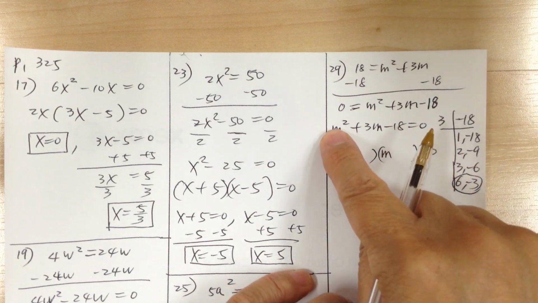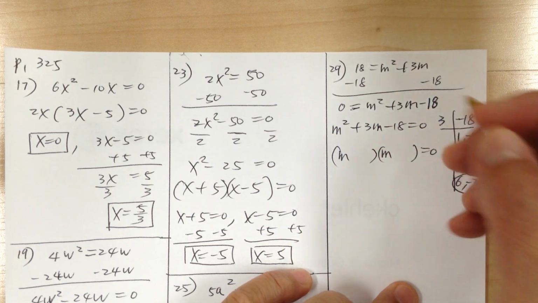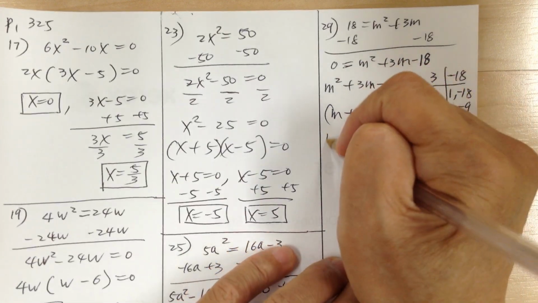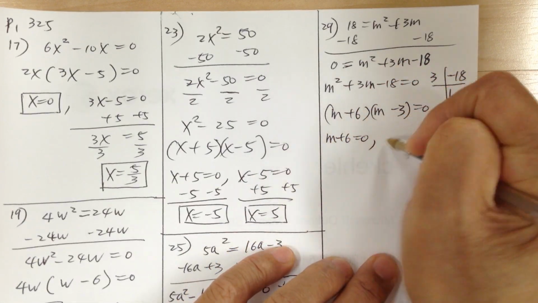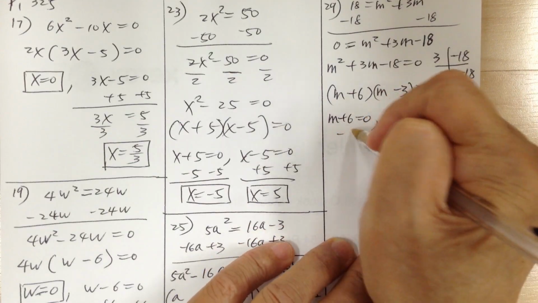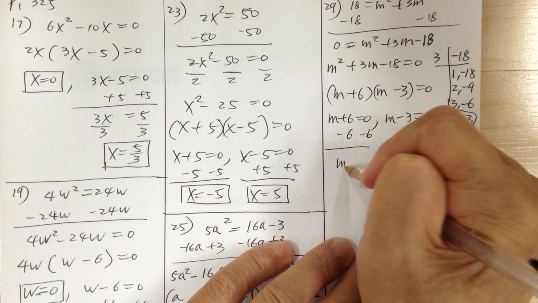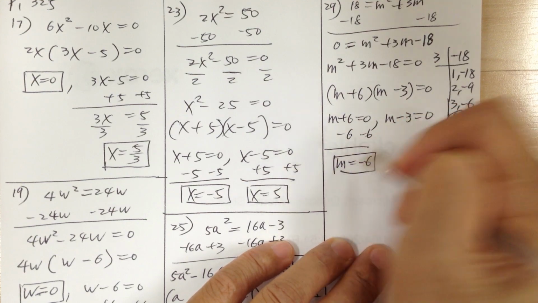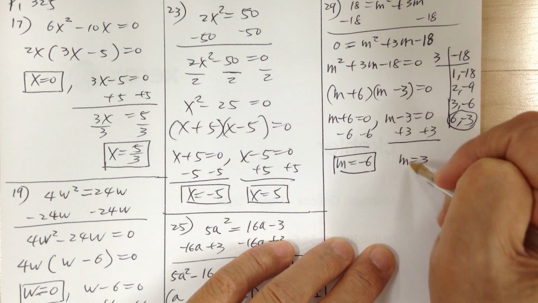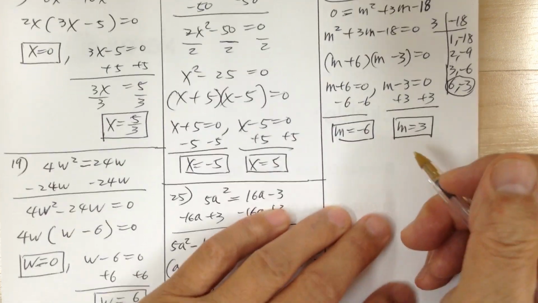Okay, so there's no number in front, so whatever you see is whatever you put in here. So it would be plus 6 minus 3, set equal to 0. So minus 6 on both sides. So you get m equal to negative 6. This one you plus 3 on both sides. So you get m equal to 3.